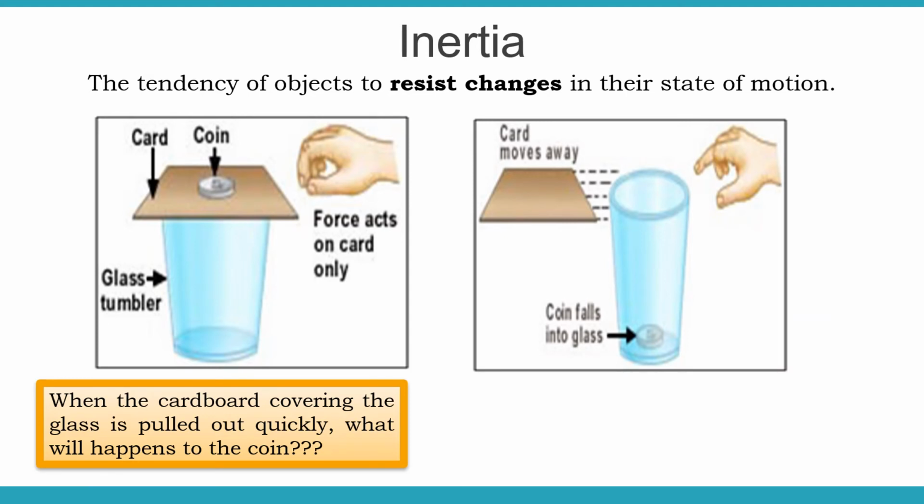Okay, so this is the inertia. So bila the object remain constant ataupun the tendency of an object to resist change in their state of motion. So contoh kalau dia dalam keadaan yang tidak bergerak, dia akan stay dalam keadaan tidak bergerak. Kalau dia dalam keadaan yang bergerak dengan halaju yang sama, dia akan stay dalam keadaan bergerak dalam halaju yang sama. Dia dinamakan sebagai inertia.